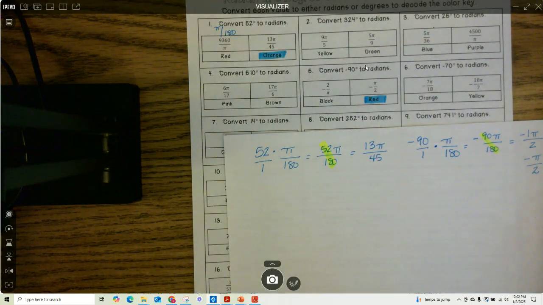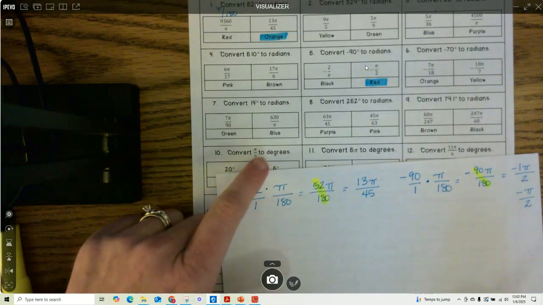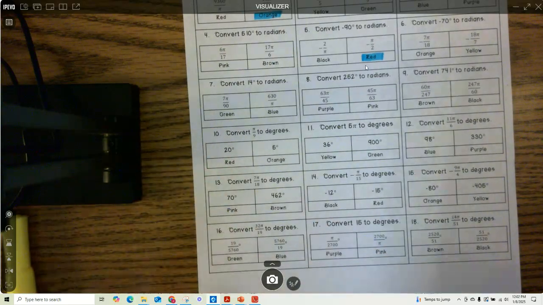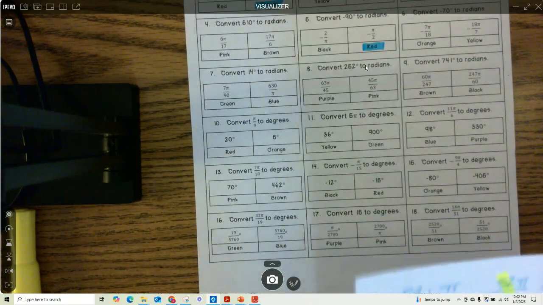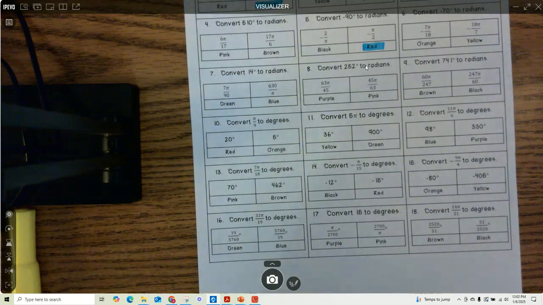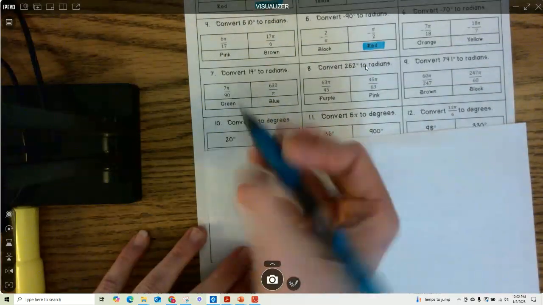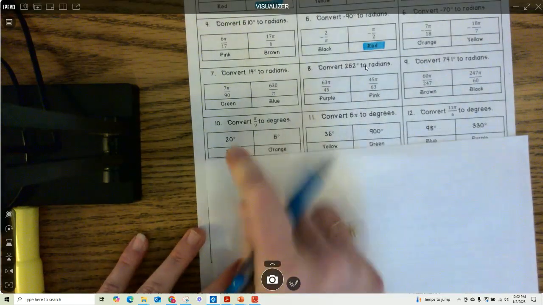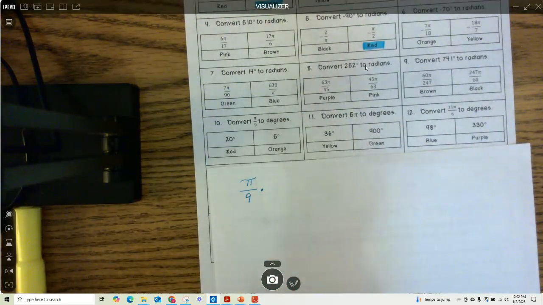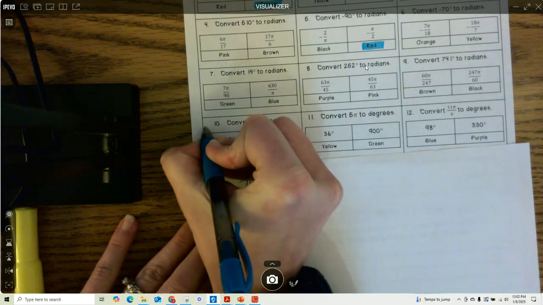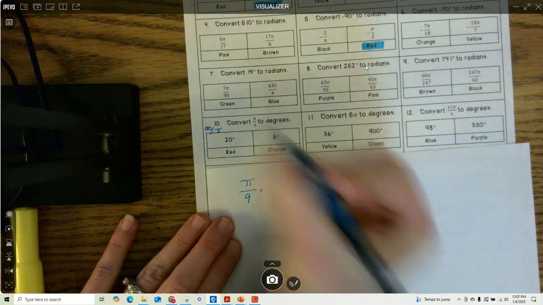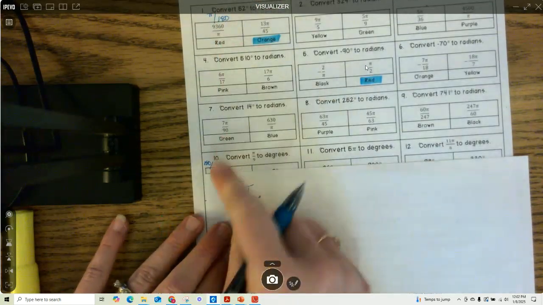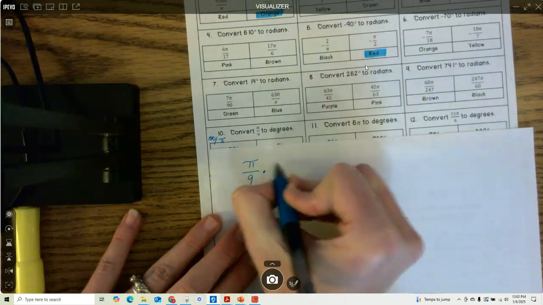Okay, going the other direction. Now they've given us radians on the bottom 9. So 10 through 18 are radians, I'm sorry. We have to convert it to degrees. So we've got pi over 9. This time, so for the bottom 10, we flip it. We're going to multiply by 180 over pi. Here it was pi over 180. Down here it's 180 over pi.